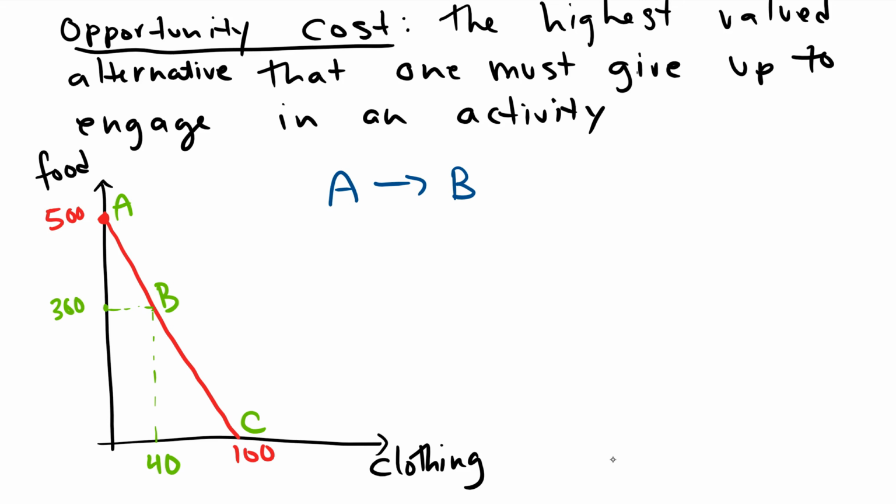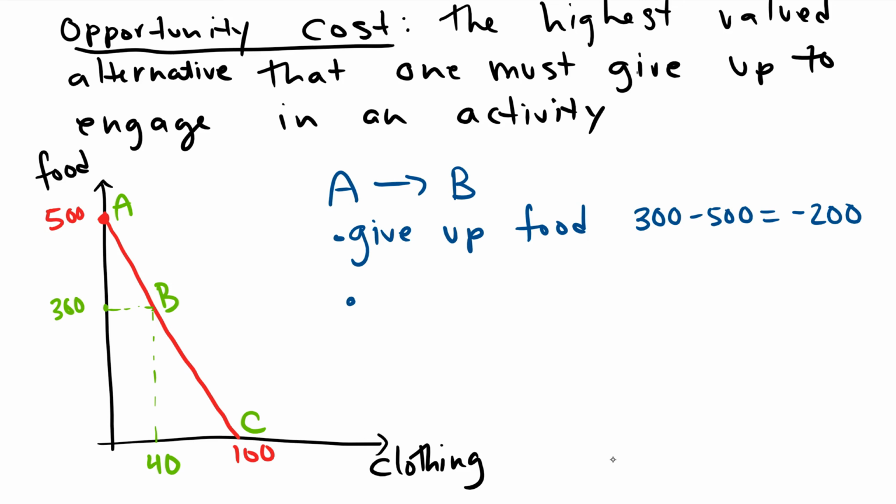We'll go from A to B. So what are we going to give up, and what are we going to get? So we're going to give up food, and we're going to have only 300 left, and before we had 500, so we're going to give up 200 units. Okay, since I'm saying give up, I'm going to ignore that negative sign. And then what are we going to get is the other part. So what are we going to get? We're going to get clothing, and the question is, how much? Well, we get 40 now, and when we were at A, we had 0, so we're going to get 40.